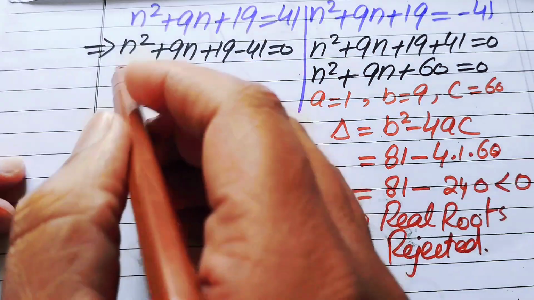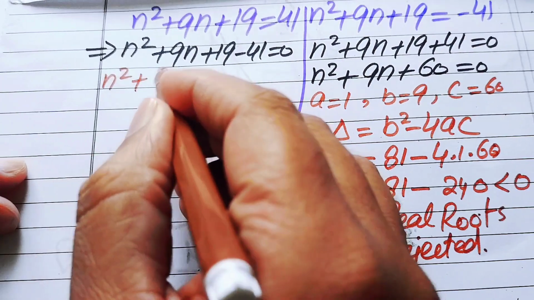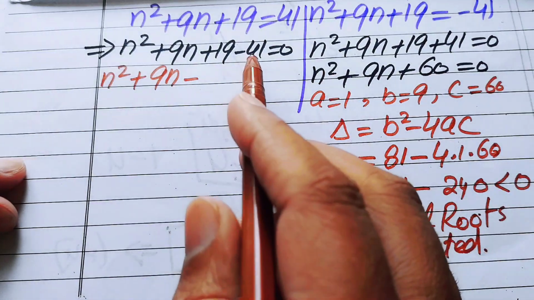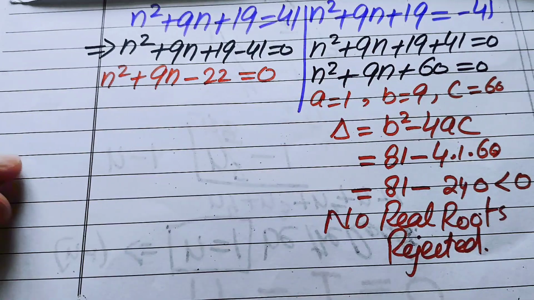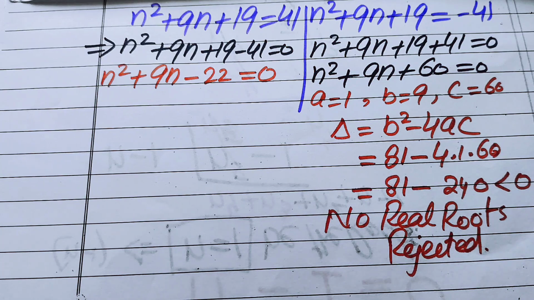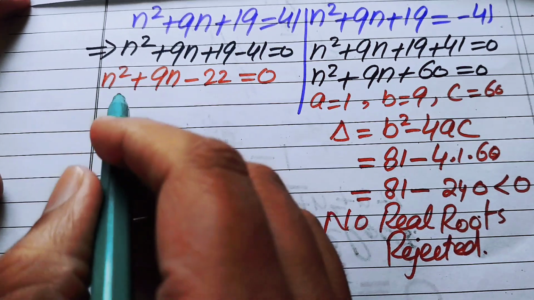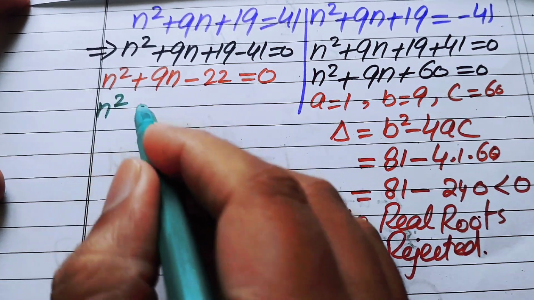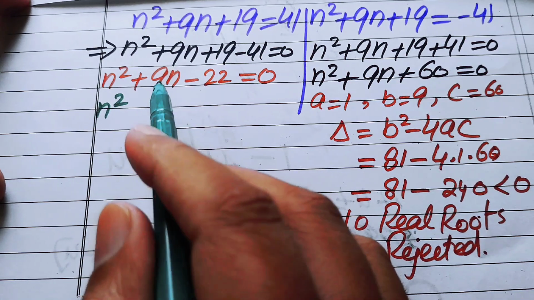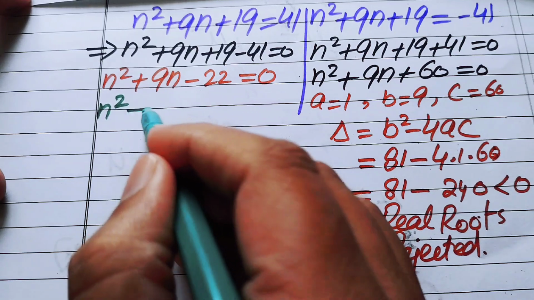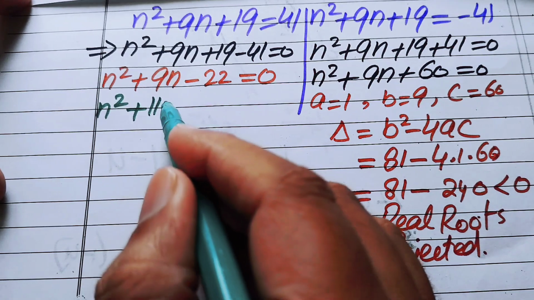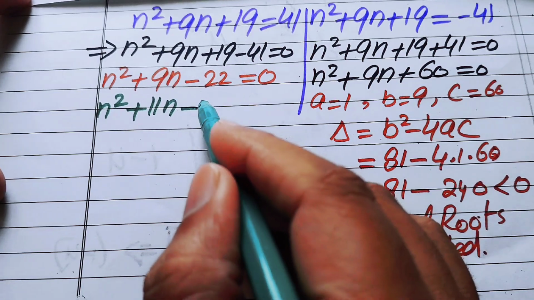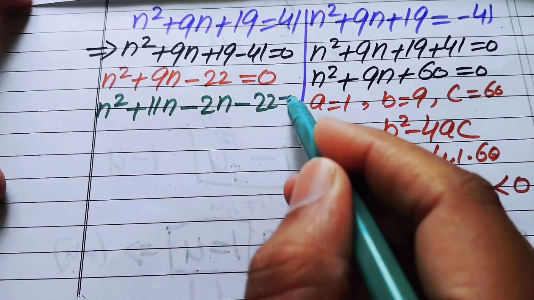So in this case you have n squared plus 9n minus 19 minus 41, which equals minus 22, and this whole expression equals 0. So now we can find the factors by solving this equation. We will easily make the factors of this quadratic equation, and you will get n squared, and we need two numbers whose product is 22 and whose sum is 9. So we have 11n and minus 2n minus 22 equals 0.